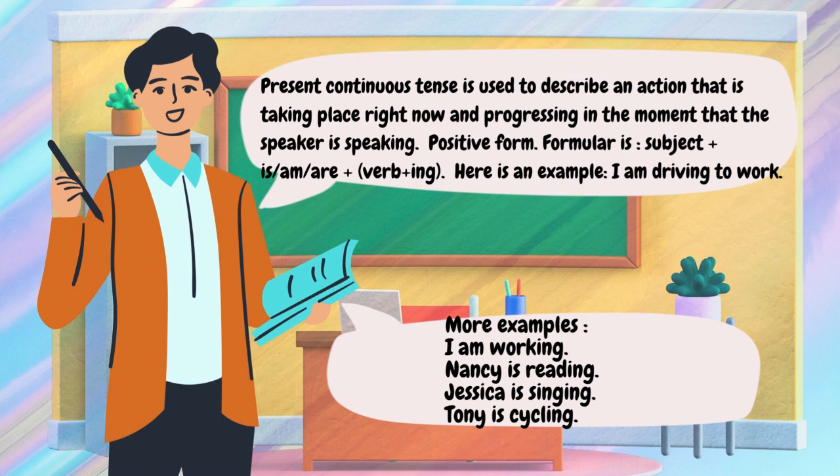Present continuous tense is used to describe an action that is taking place right now and progressing in the moment, that the speaker is speaking. Positive form. Formula is subject plus is or am or are plus verb plus ing. Here is an example. I am driving to work.